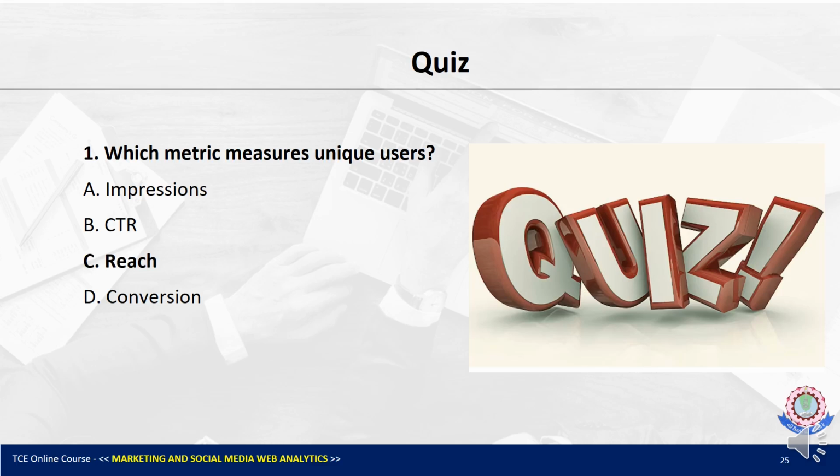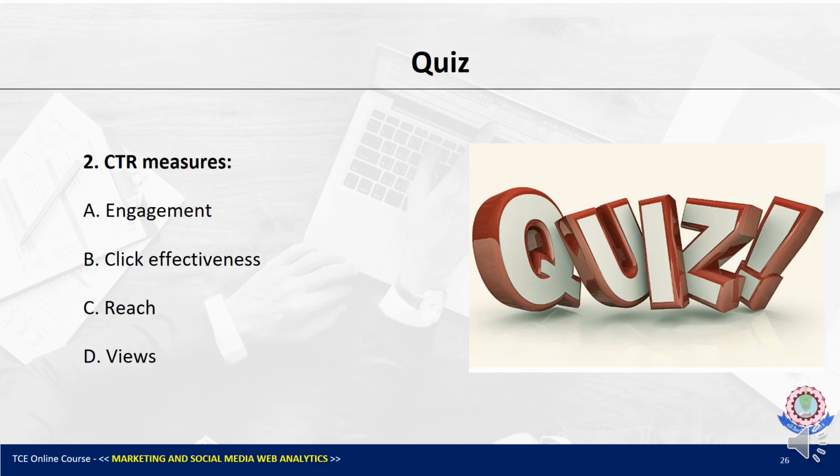The answer is option C, reach. Second question, CTR measures engagement, click effectiveness, reach, or views? The answer is click effectiveness.